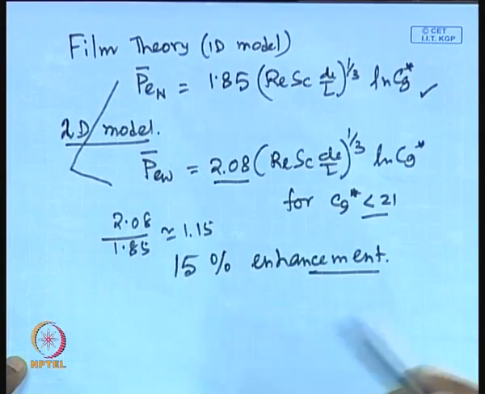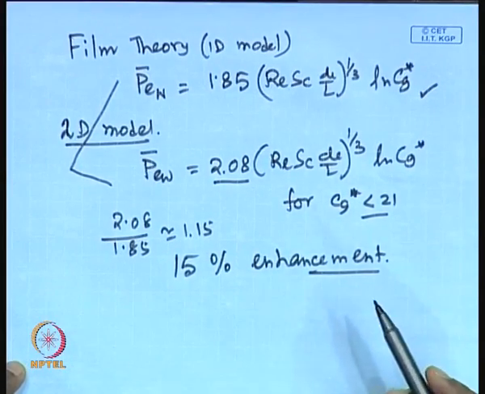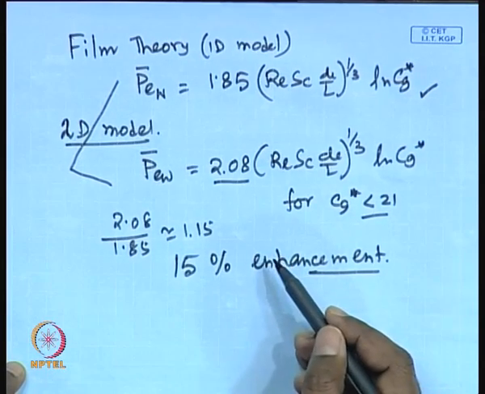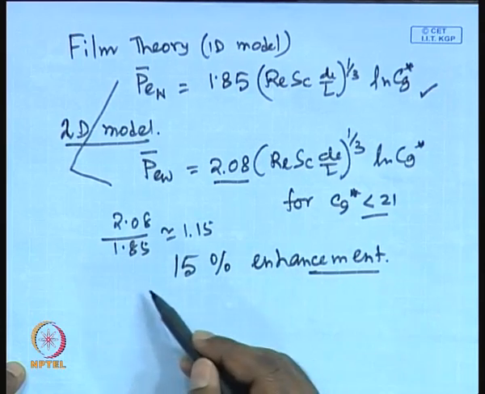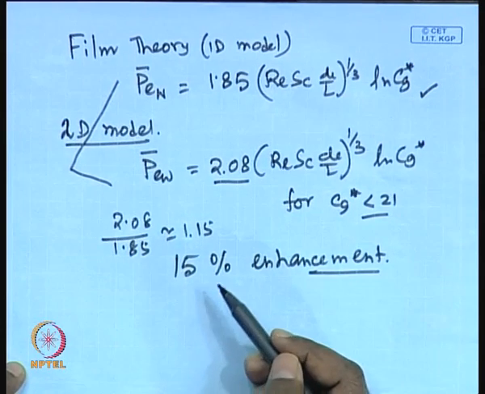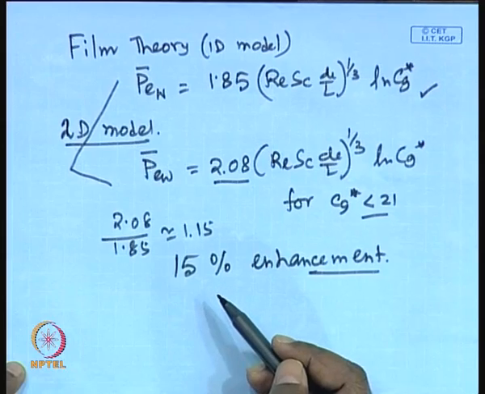Okay. So, if you use a two dimensional model, that means a developing mass transfer boundary layer or concentration boundary layer, there will be a definite increment in the mass transfer coefficient, and that will be in the order of 15% more than the one dimensional film theory equation.